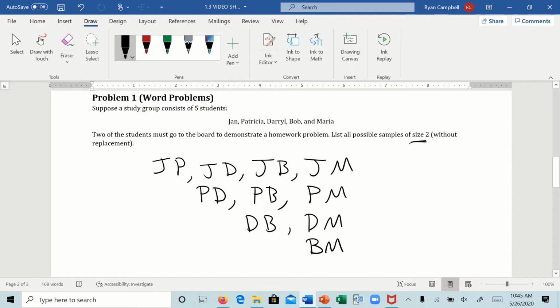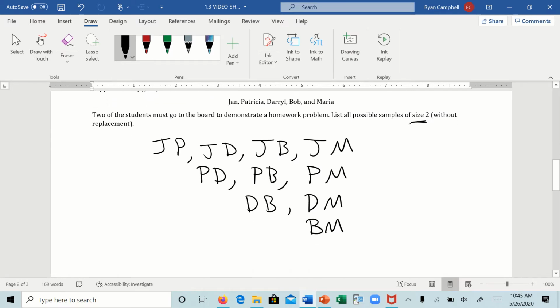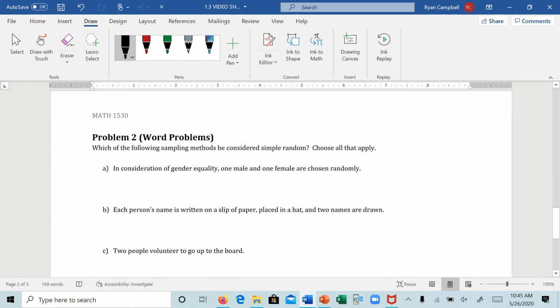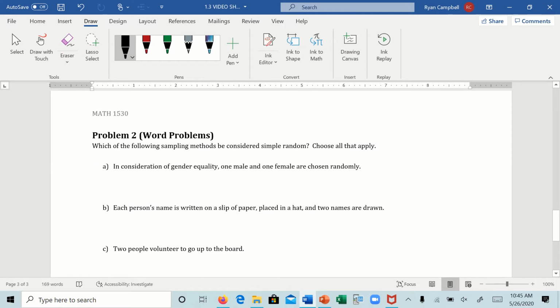So if it's simple random, right, we need to make sure that every single outcome has the same chance of getting chosen. Every combination of these 2 people should have the same chance of getting chosen. So let's look at problem number 2. Which of the following methods would be considered simple random? Choose all that apply. So for this problem, let's look at part A.